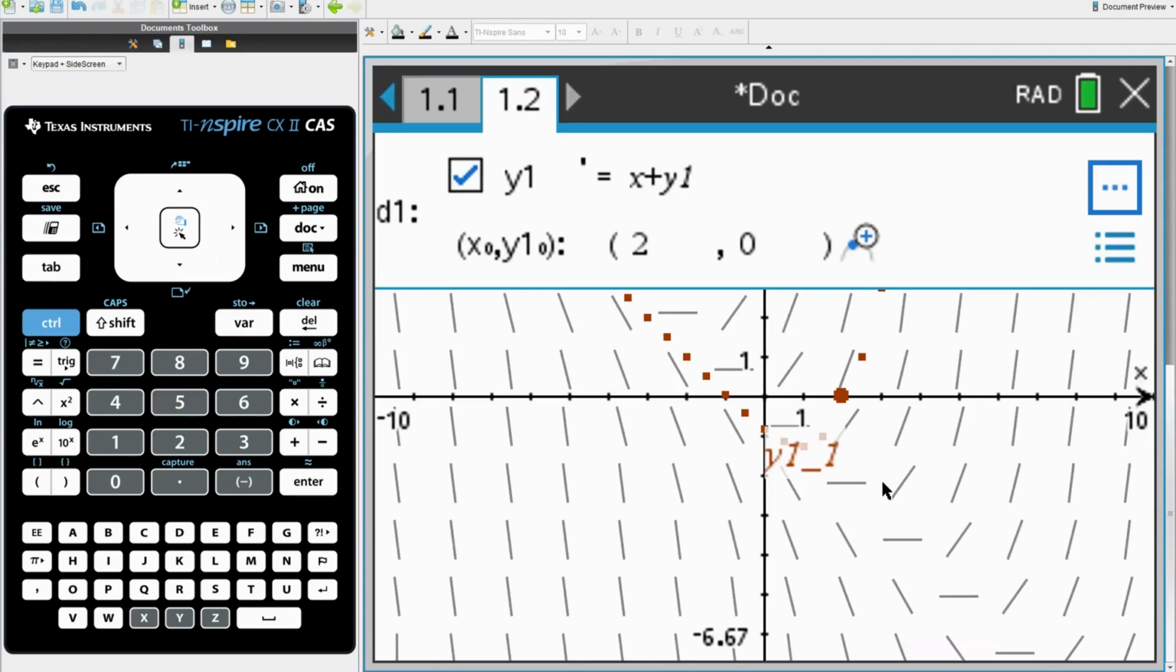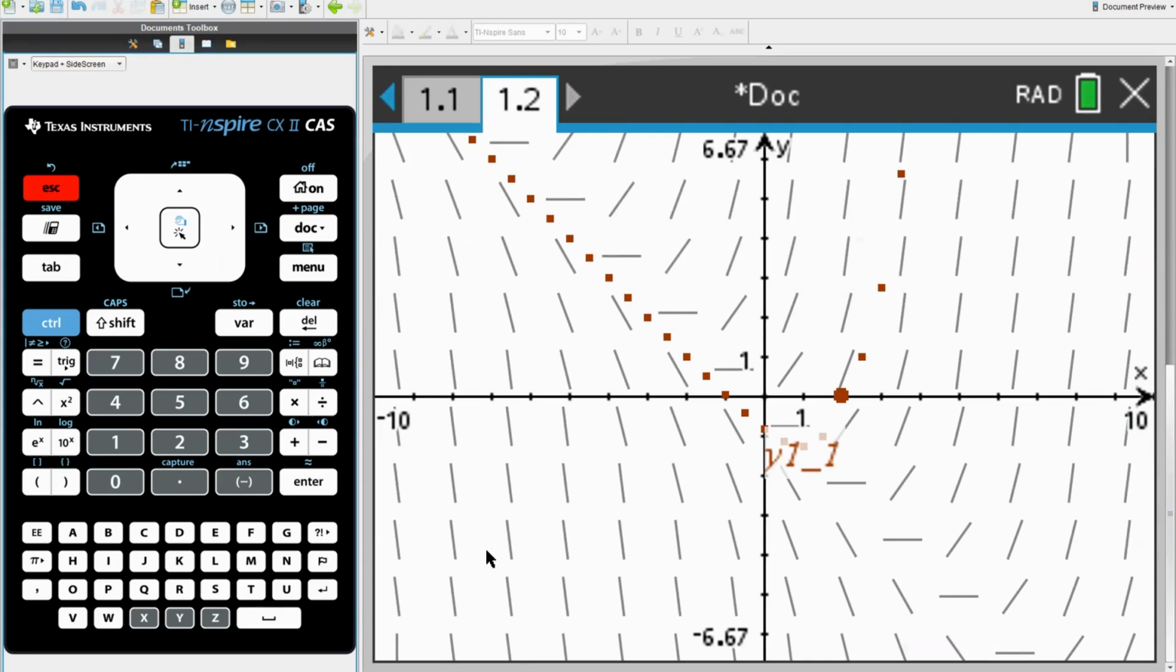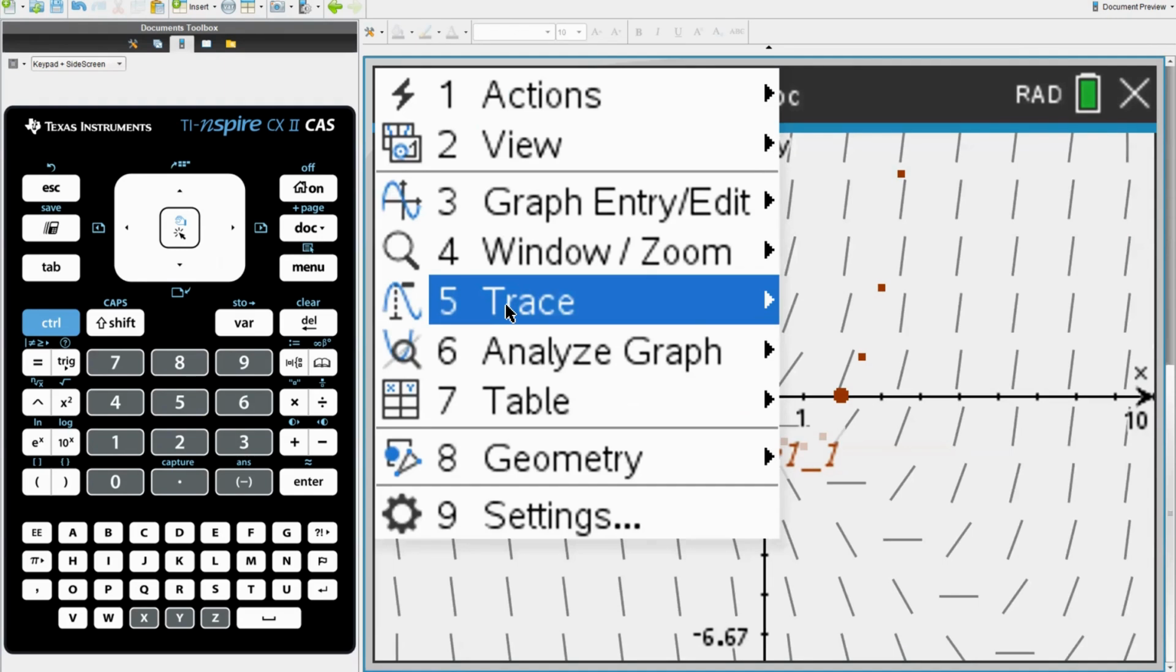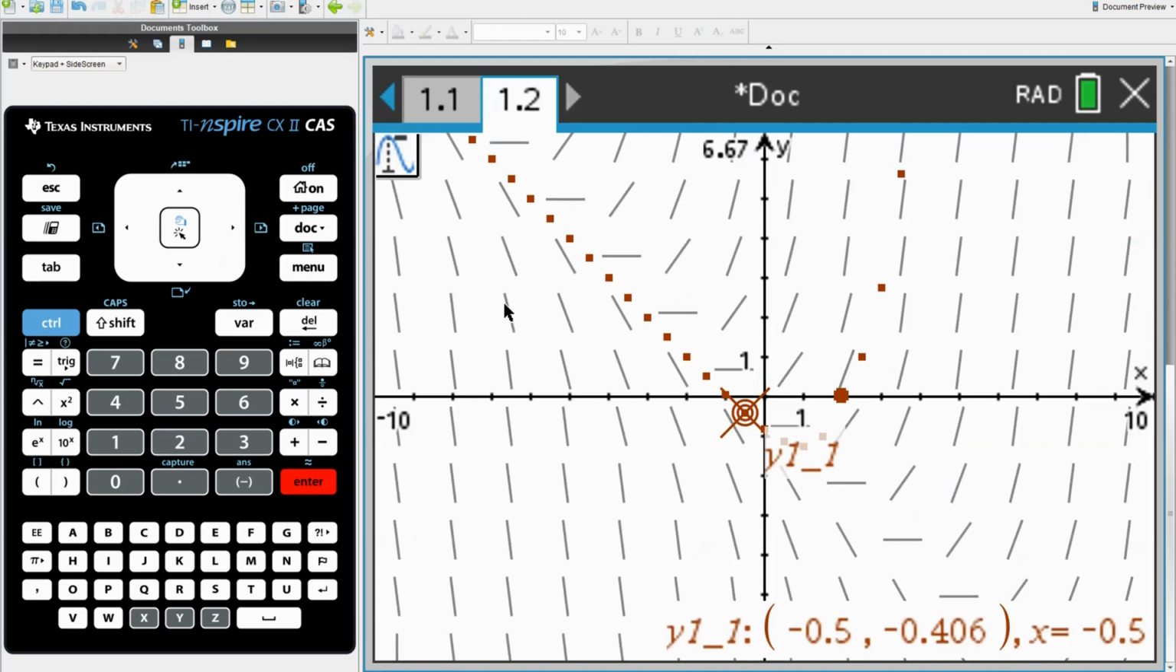You can see now that the dots are a lot more spaced out. I'm going to go ahead and get trace mode, graph trace, and I'm going to move my right arrow key, and you can see here's where we started at 2 comma 0. And if I move over, there's where x is 2.5, and it estimated the y value is 1, just like we did. And when x is 3, it estimates the y value at 2.75, just like we did.